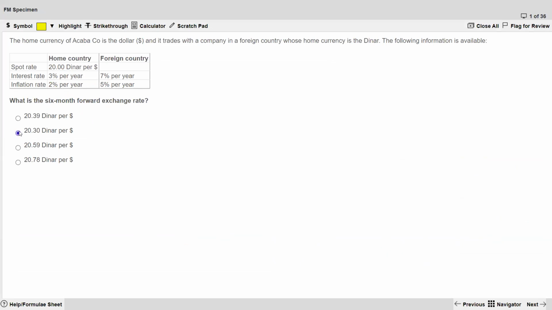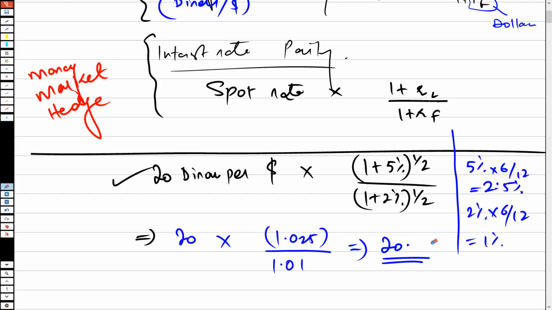Sorry, in fact, just wait a bit. The answer is 20.59, not 20.29, it's 20.59. So we're going to say 20.59 is the answer. Is that okay to all? Basit, how have you calculated?